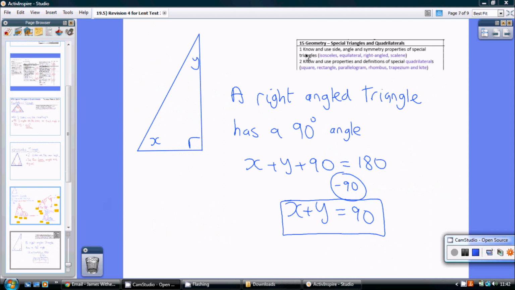Now the next thing that we reminded ourselves is about a right angled triangle. Obviously a right angled triangle has a right angle in it, which is 90 degrees. So given that these three angles add up to 180 and this is 90, x plus y must equal 90 degrees. So if we know one, we can work out the other. So if this is 60, that must be 30, and so on.